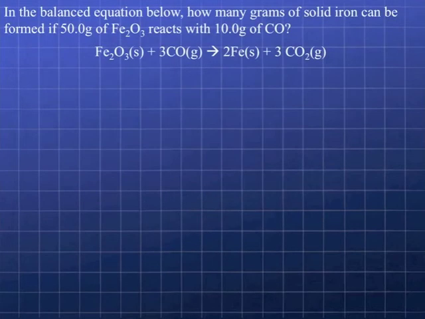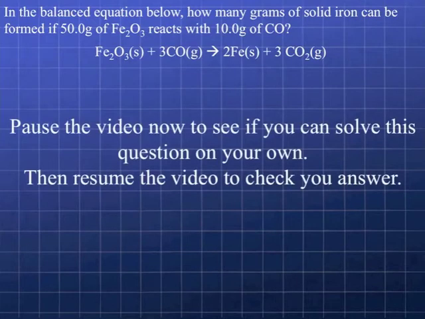In the balanced equation below, how many grams of solid iron can be formed if 50 grams of Fe2O3 reacts with 10 grams of carbon monoxide? Pause the video real quick to see if you can solve this question on your own, and then resume the video to check your answer.